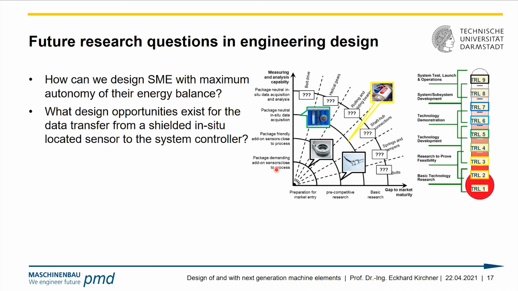We designed here that innovation radar. It shows on the horizontal axis the gap to market maturity. So here we have a short gap. Here we are in basic research. So we have to think about how can we really make that system work? What are the effects to deploy? Here we are in pre-competitive research. And here we are ready for market. So there are very few systems which are really ready for market.